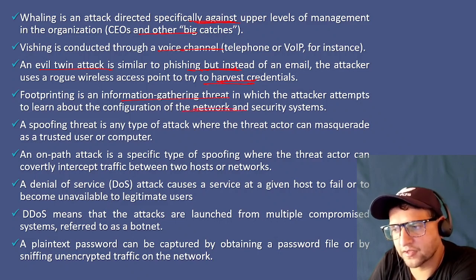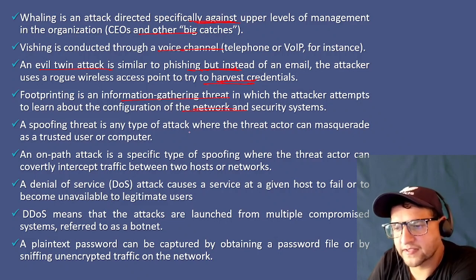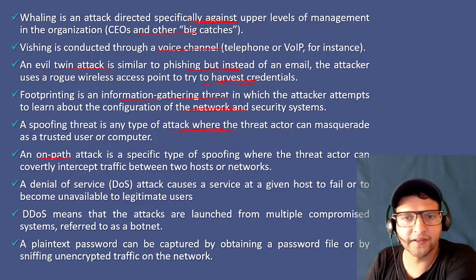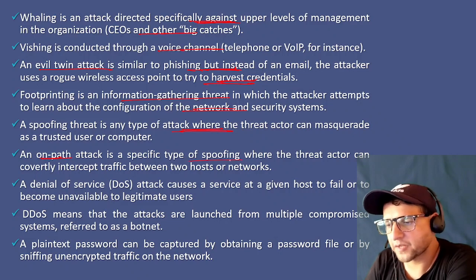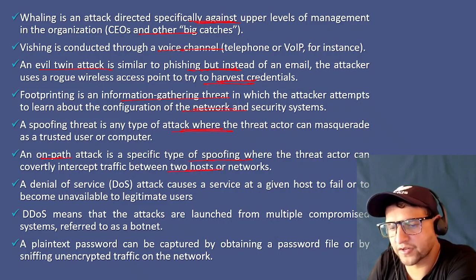Footprinting is the information gathering threat in which an attacker attempts to learn about the configuration of the network and security systems. So this is information gathering. A spoofing threat is any type of attack where a threat actor can masquerade as a trusted user or computer. On-path, which is our man-in-the-middle attack, is a specific type of spoofing where a threat actor can covertly intercept traffic between two hosts or networks.